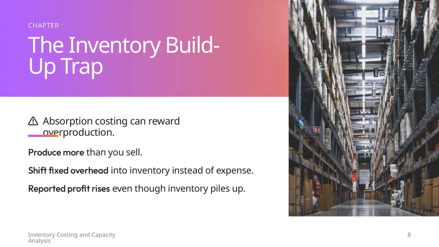Absorption costing has an important downside that we need to understand. It can actually encourage overproduction because when you produce more than you sell, the fixed overhead costs get absorbed into the inventory instead of being recognized immediately as an expense. This means that even though you're not selling those extra units, your reported profit can look better because some expenses are deferred in inventory. However, this leads to an inventory buildup, which can mask the true financial performance of the company. This concept is often referred to as the inventory buildup trap, and it's critical to keep in mind when analyzing costs and capacity in manufacturing environments.